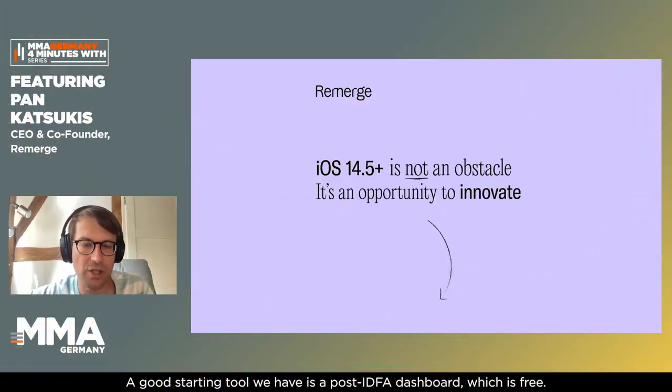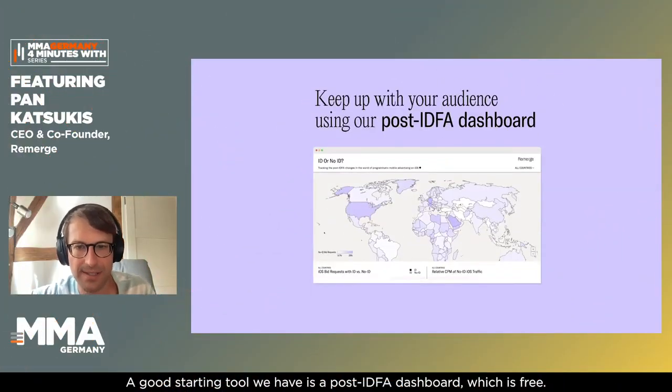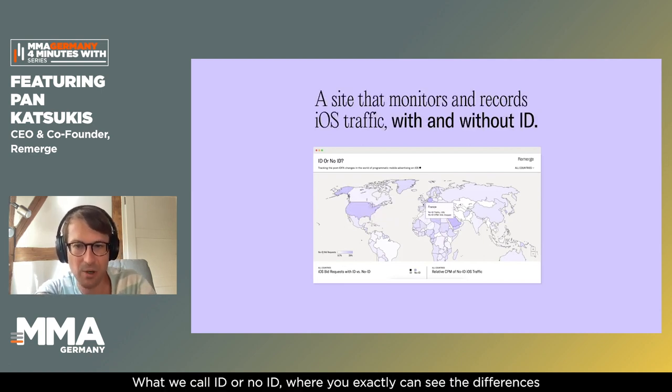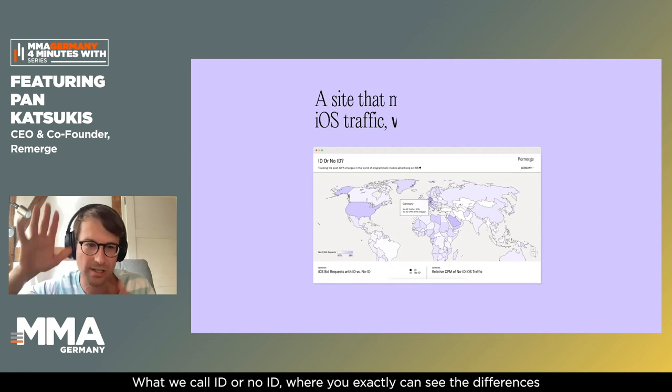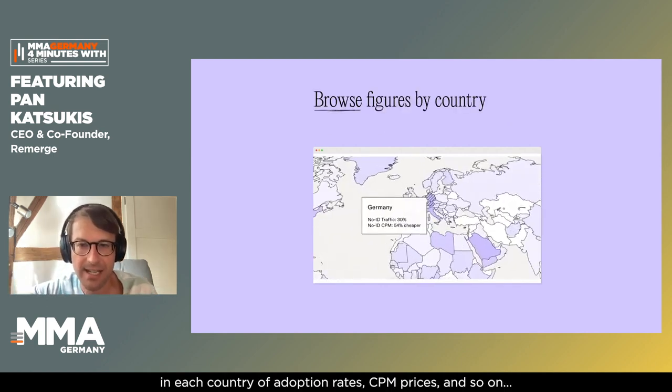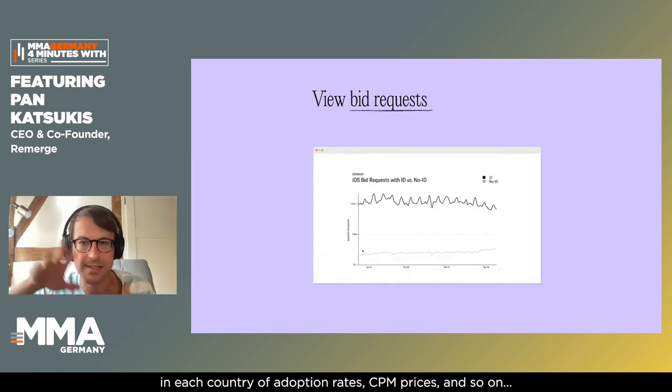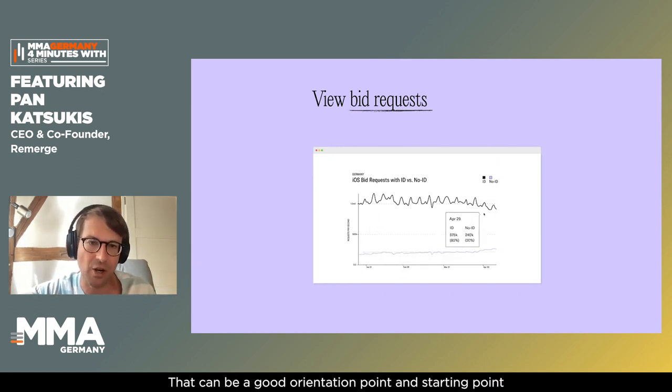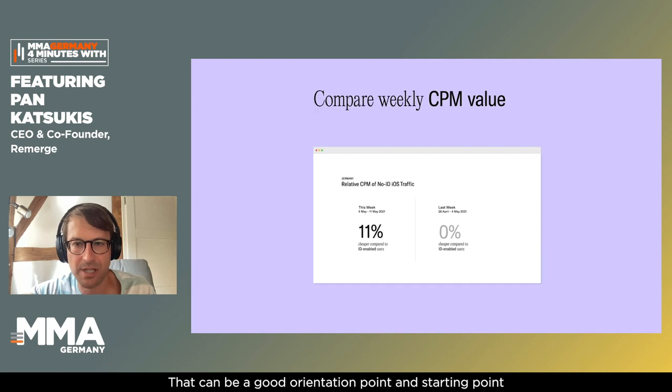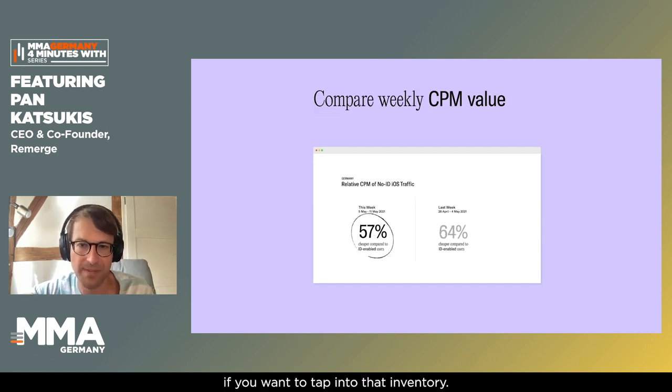As a good starting tool, what we have is a post IDFA dashboard, which is free, what we call ID or no ID, where you can exactly see the differences in each country of adoption rates, CPM prices, and so on. And that can be a good orientation point and starting point if you want to tap into that inventory.